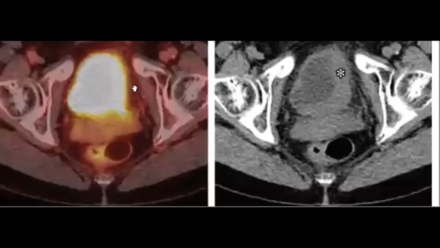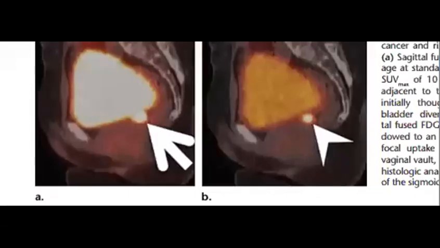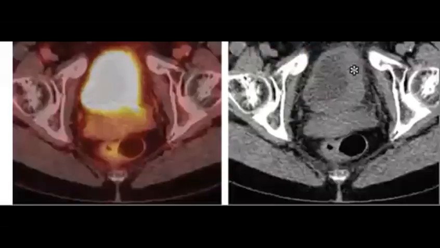So what's the difference between this and this? What happened? Yes, thickening of the bladder. So where is it here? Yes, there is circumferential thickening. So it is masked by the excretion. It's similar to this case. It is masked in the excretion.